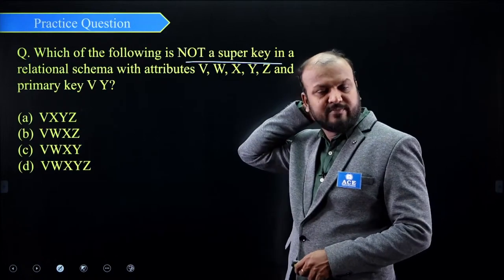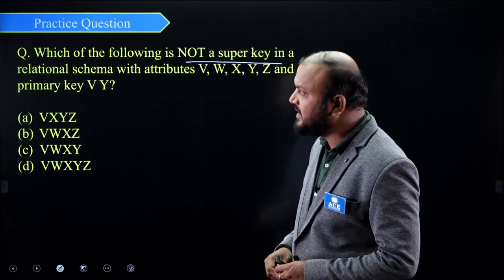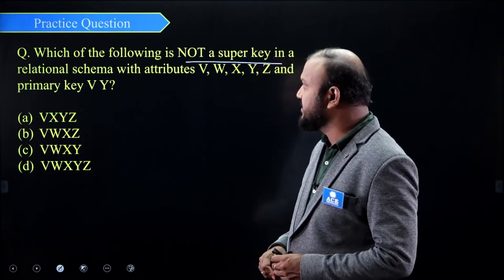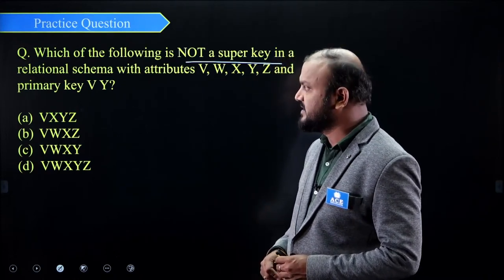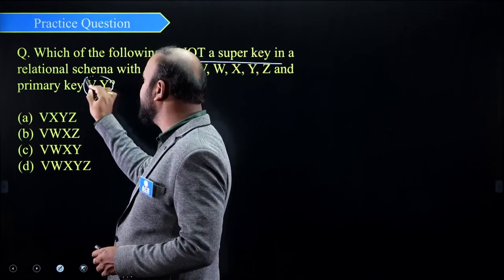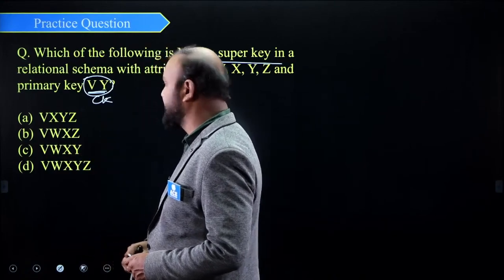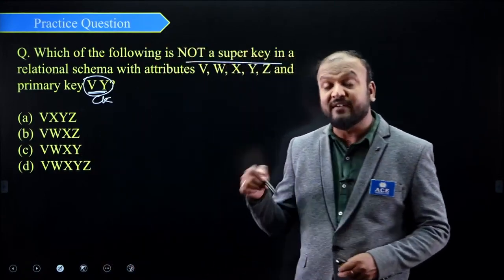Let me give you some time to understand which of the following is not a super key in a relational schema with attributes V, W, X, Y, Z, where the primary key is VY. The primary key is VY means we can call it a candidate key. So the question is about super key. A super key should contain a candidate key.